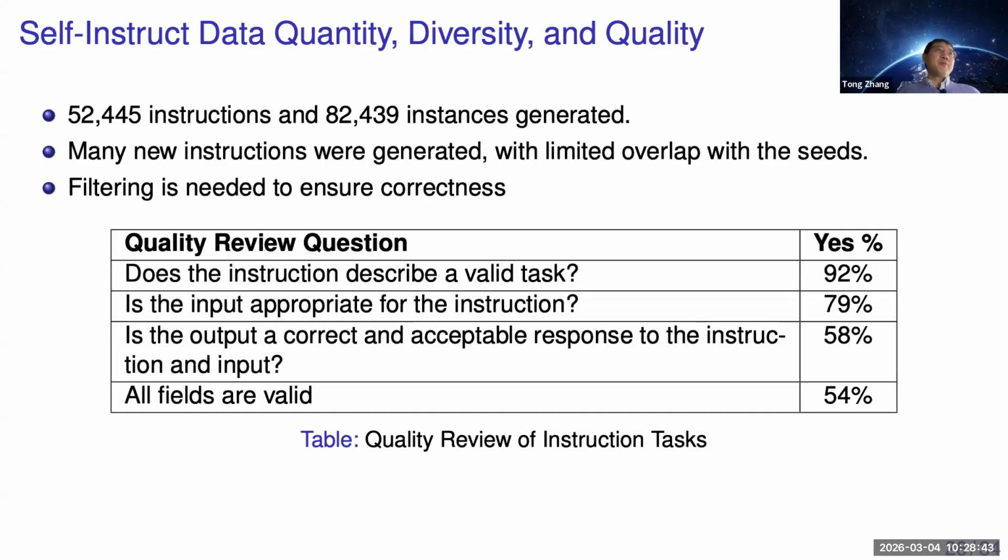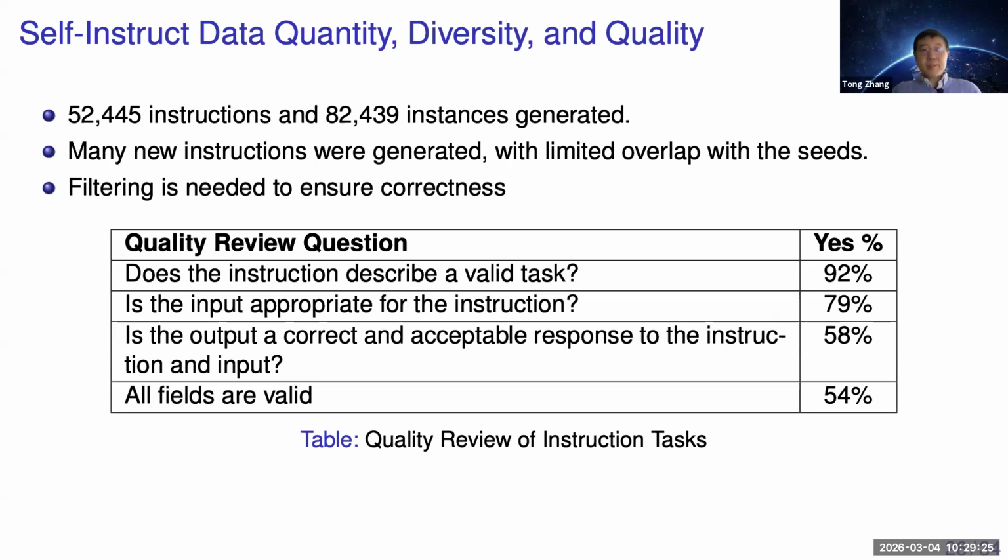So basically they try to do an evaluation with quality review questions. Does the instruction describe a valid task? 92%, because some may not really be valid. Is the input appropriate for the instruction? 80%. Is the output correct and consumable, so that all fields are valid? 50%. In fact, you have to remove quite a bit of data in order to make a high quality data set. But basically, this is what their statistics look like. Okay, so that's about what this looks like.